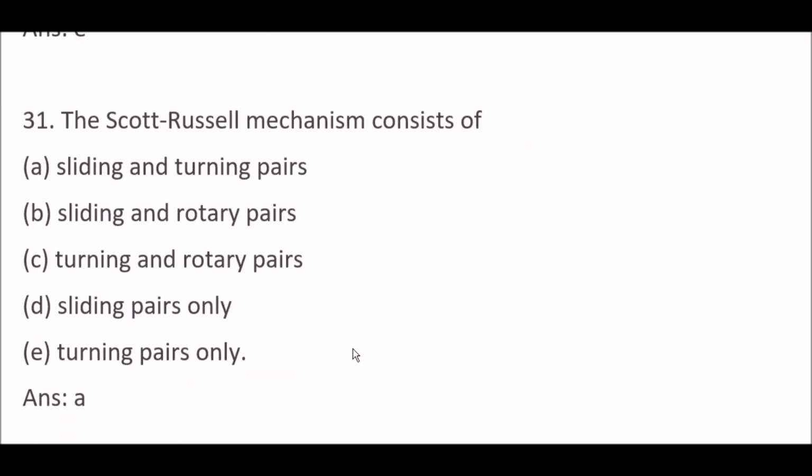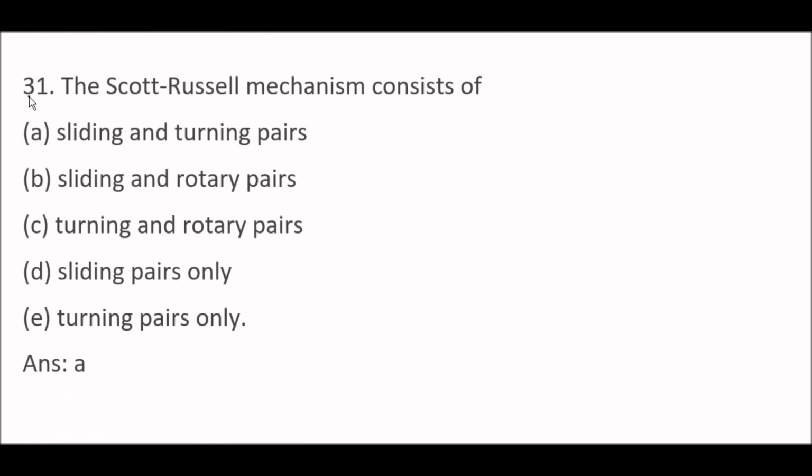Okay, next question. The Scott Russell mechanism consists of: option A, sliding and turning pairs; option B, sliding and rotary pairs; option C, turning and rotary pairs; option D, sliding pairs only; option E, turning pairs only. And right answer is option A, sliding and turning pairs.